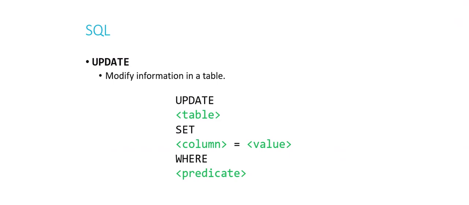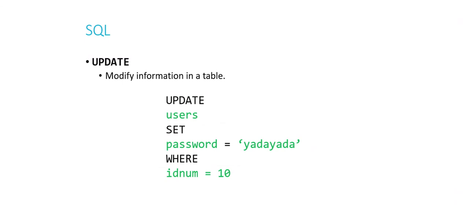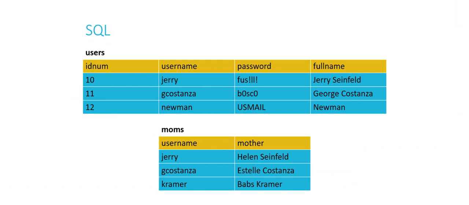WHERE predicate. We're trying to figure out which row we want to update, and then we're updating that column. So for example, I want to UPDATE users SET password = yada yada WHERE idnum = 10. You can probably guess what's going to happen here. We're going to find the row whose ID number is 10, and we're going to update the password there from Fusili to yada yada. Pretty straightforward.